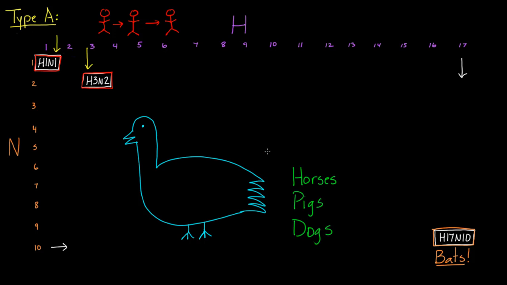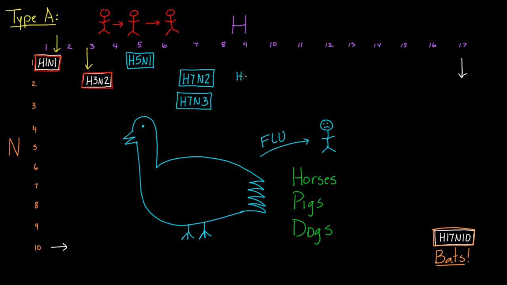Now let's say that you do work with birds, that's part of your job, and one day you see that there's a sick bird, and unfortunately for you, you pick up the flu from it. And this could be one of the other HN combinations, right? So maybe you pick up H5N1 from this poor sick little bird, or maybe you pick up H7N2. It has actually been shown that these viruses can spread from birds over to humans. And so maybe you pick up H7N3, H9N2. There are a few of them, right?